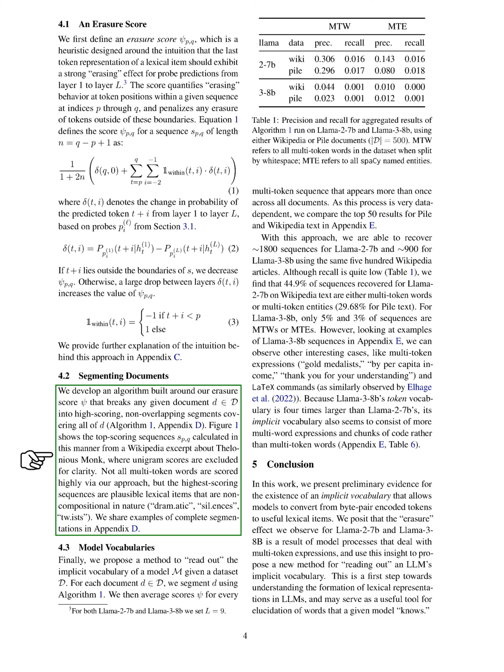We developed an algorithm based on the erasure score to segment documents into high-scoring, non-overlapping sequences. This algorithm breaks down a given document into segments that cover the entire document based on their erasure scores. The top-scoring sequences represent plausible non-compositional lexical items. Examples of complete segmentations can be found in the appendix.